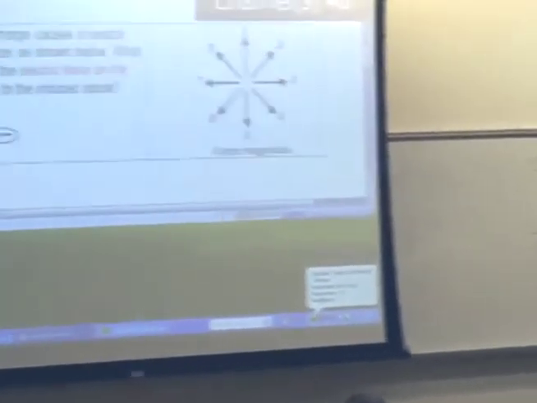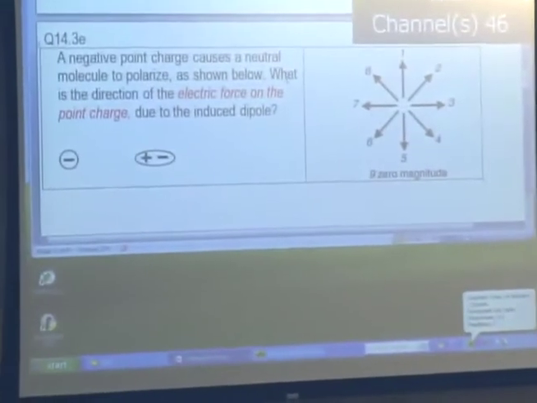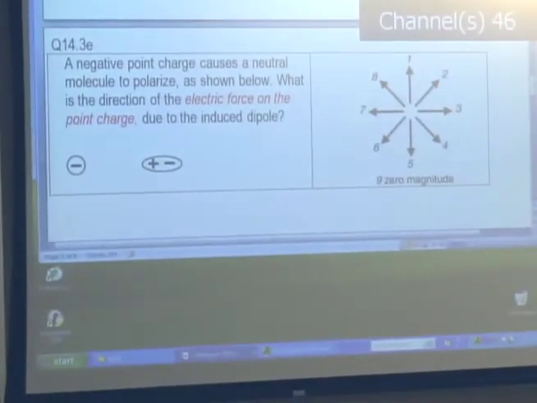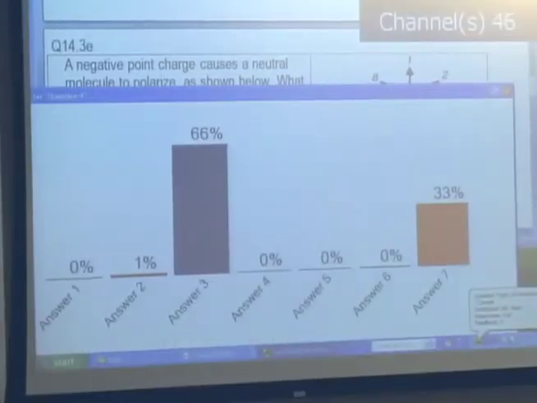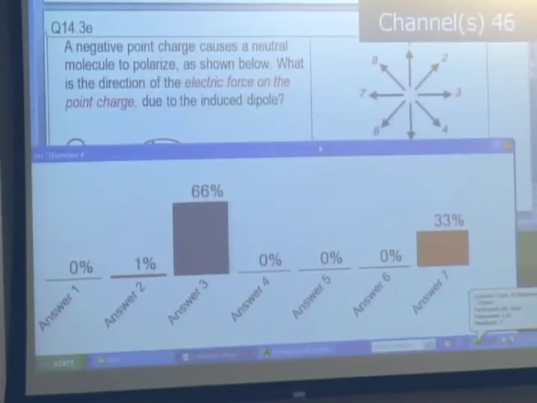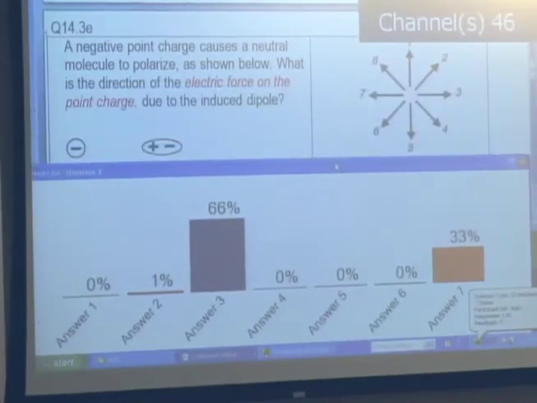Same couple of questions. What is the direction of the electric force on the point charge due to the induced dipole, now that it's been polarized in this way? Force, not the field. So let's do the field first.